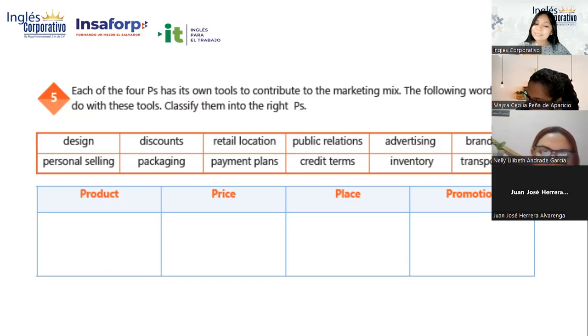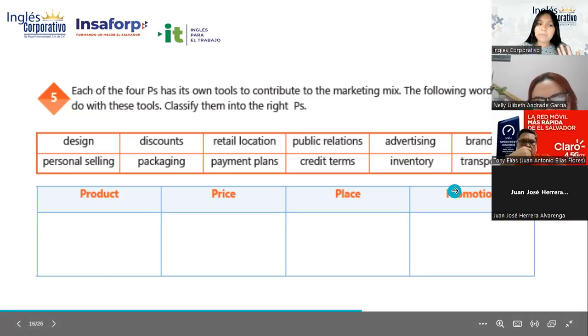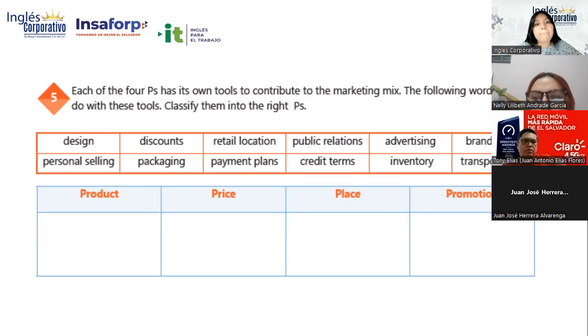When we talk about place: retail location. Personal selling, okay. Transportation. And when we talk about promotion? Advertising. Excellent. Public relations. Excellent. Very good. All right. Inventory, where is inventory? Inventory is going to be on place.